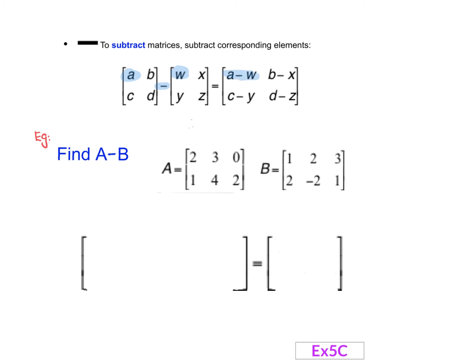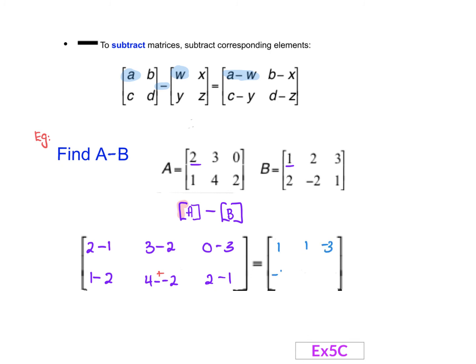So if down here we decided to do matrix A minus matrix B, what we'll have is this spot minus that spot. So 2 minus 1. And then we'll have 3 minus 2 and 0 minus 3. Then down on the bottom, 1 minus 2. Now be careful with this because we've got 4 minus a minus 2. So what does that become? Yeah, when you've got a minus and a minus, that becomes a plus. So our final answer for this one will be 1, 1, negative 3. This will be negative 1. This will be 6. And that will be 1.